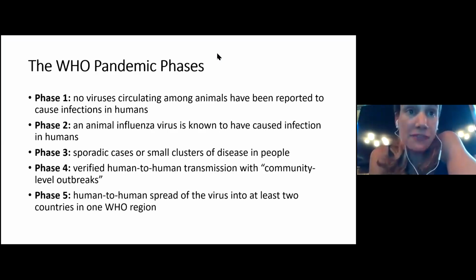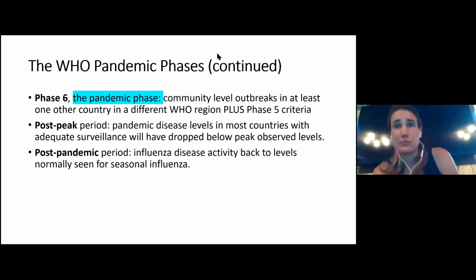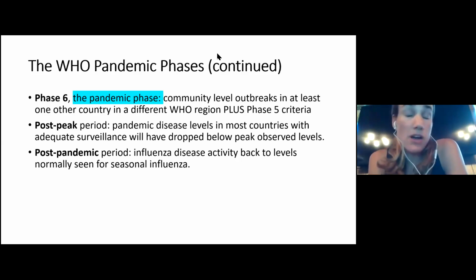And then after phase 6, you have the post-peak period, where disease levels have dropped below peak observed levels, and then the post-pandemic period, where we're back to normal levels of disease, so no outbreak. That's really important, and that's how WHO makes determinations. Now, some could argue that sometimes the declaration comes late or doesn't come, but this is the core knowledge we're trying to review.